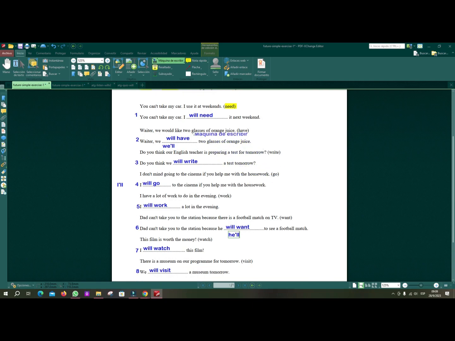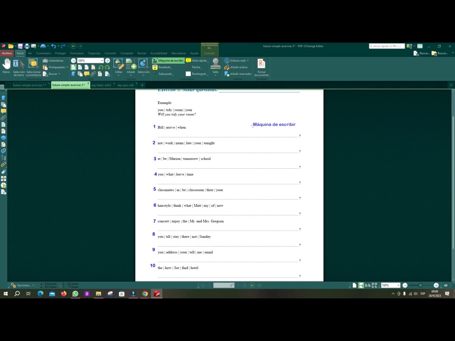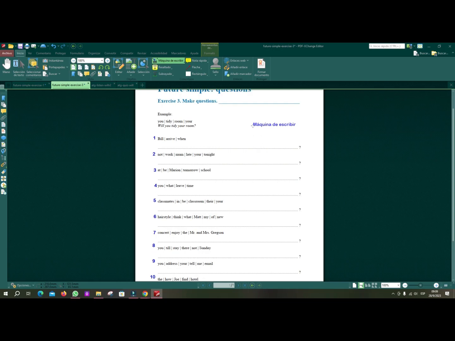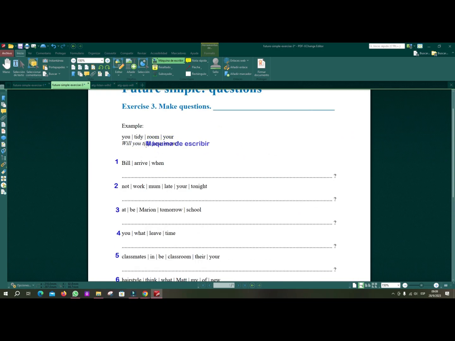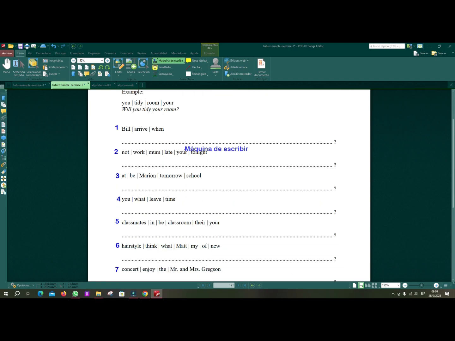So let's continue with another exercise. Here you have this. Make questions. You tidied room. Let me do this a little bit bigger. You're going to write questions using the words that you have here, all of them. So in this case, will you tidy your room? And don't forget the question mark. And remember, if you have a WH word, it means that you're going to have a WH question. So that is the case of number one.